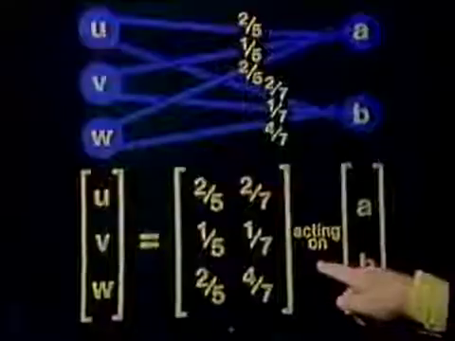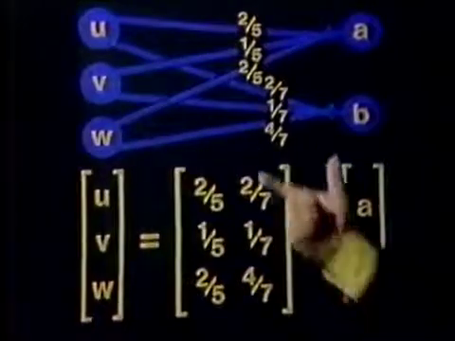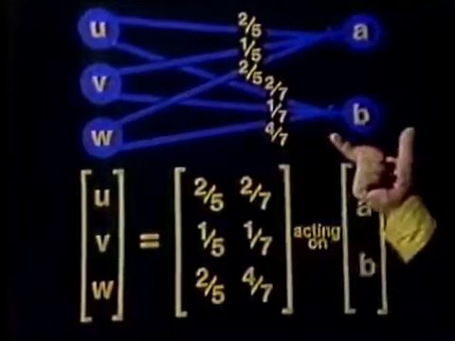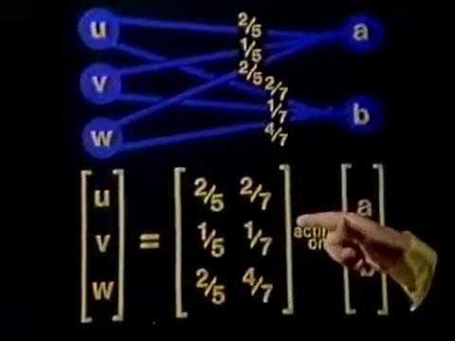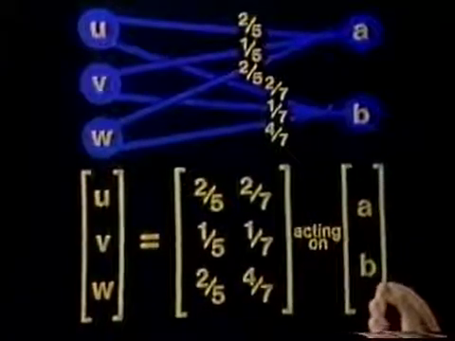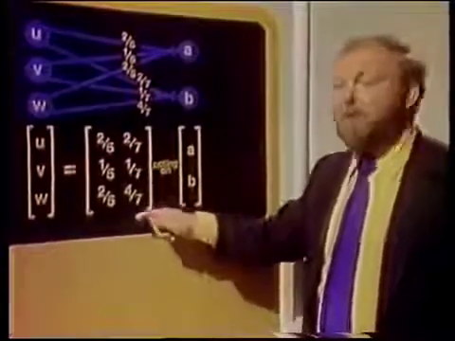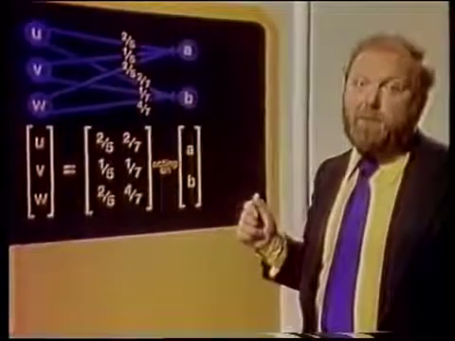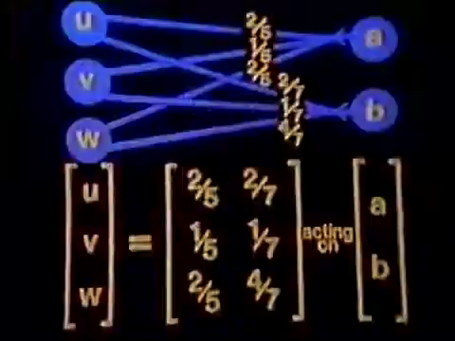But what about this acting on? Well, I've said it's similar to a function acting on an input. But we must spell out what acting on means in terms of matrices. To do this, you've got to be very clear how rows and columns correspond to the paths in the network. So first, let's go over that again.